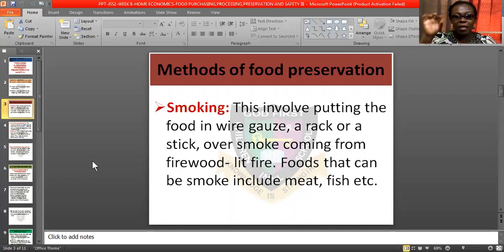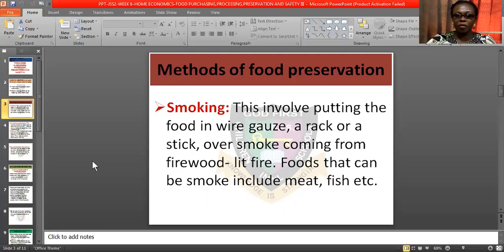This involves putting the food on a wire gauze, a rack, or a stick. Are you getting? Some suya sellers put their meat on a stick, isn't it? All right, over smoke coming from firewood, a lit fire. It might be firewood, it might be charcoal. Do you understand? Because of the part of the world where we are, Lagos. If it is in the village, we use firewood. That is where you see it very common.